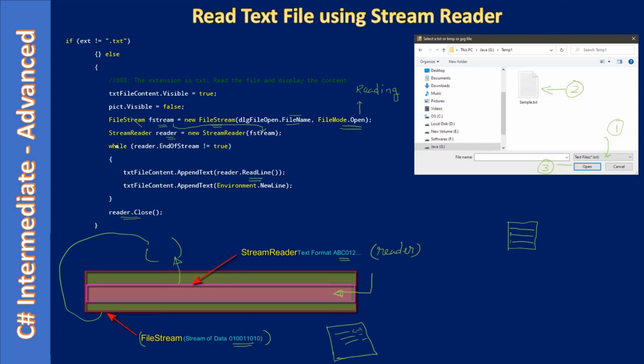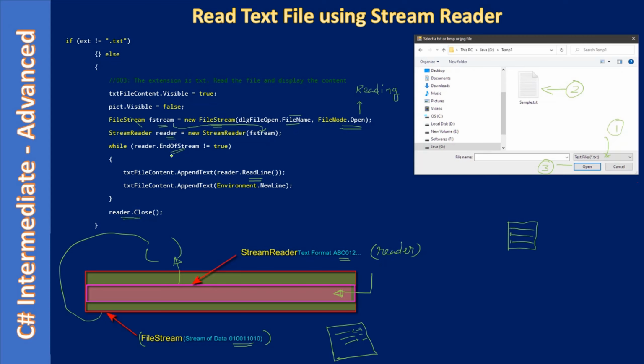After that, we run a loop. The loop is checking end of stream. That means once it reads the last line, we will get true here for end of stream. That means the stream is empty now, that means you read all the content. So that way we will get out of this loop.